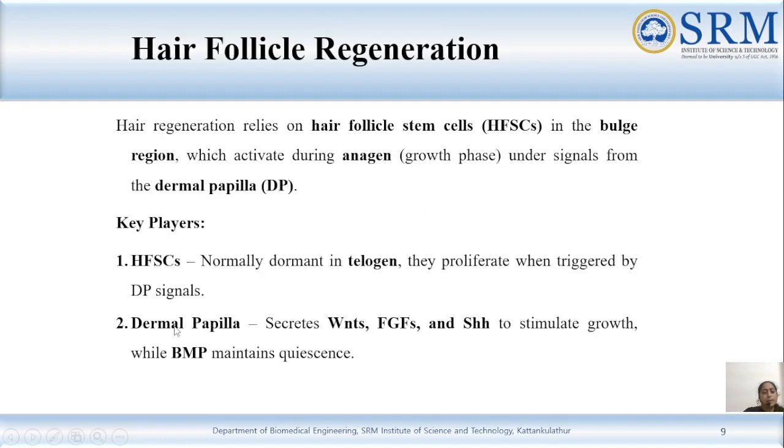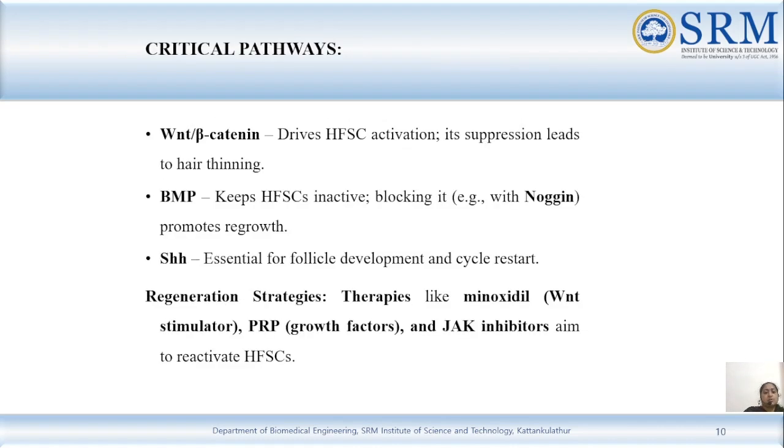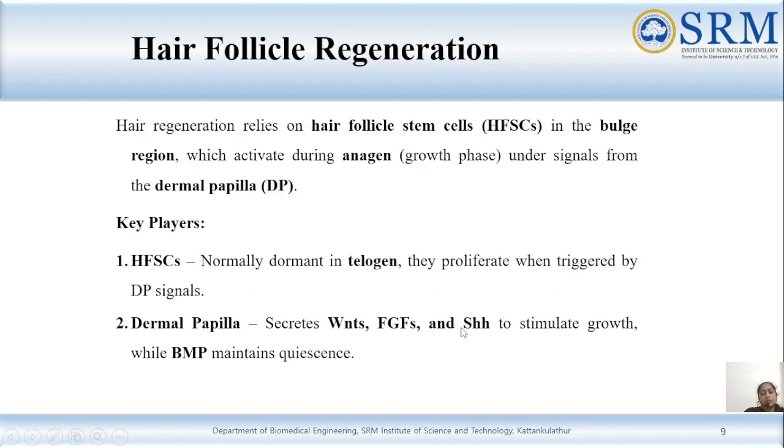So what is the dermal papilla secreting? They are secreting certain growth factors or cell signaling molecules such as Wnt, fibroblast growth factors, and sonic hedgehog molecules to stimulate the growth. While certain molecules like BMP, bone morphogenetic protein, help to maintain the quiescence of the cells. So based on the production of these molecules, the dermal papilla can control what the hair follicle stem cells need to do.